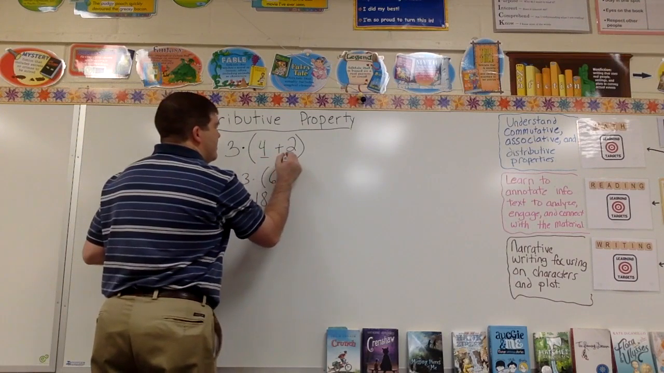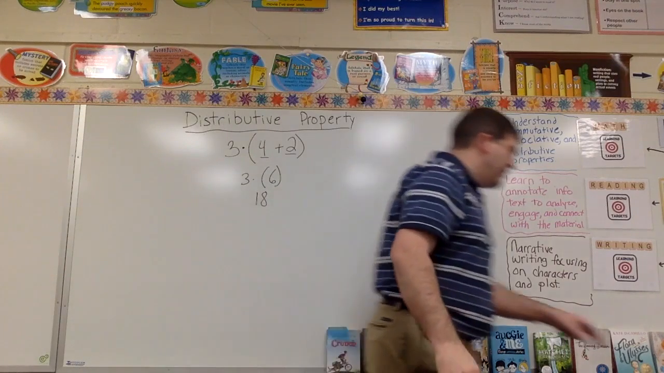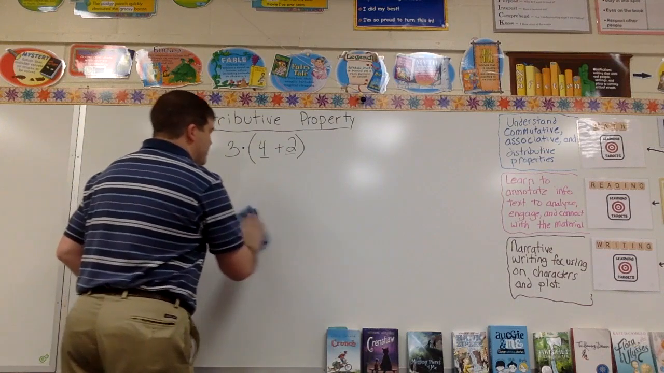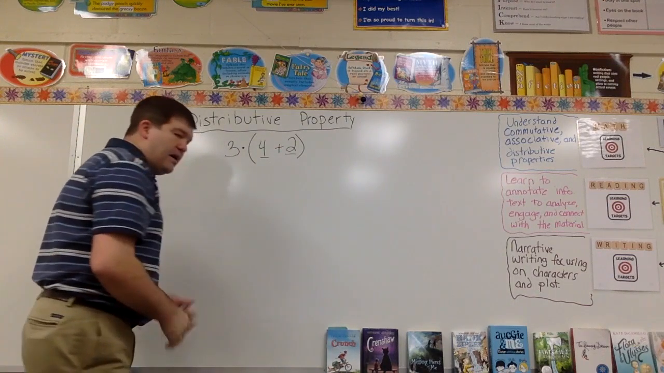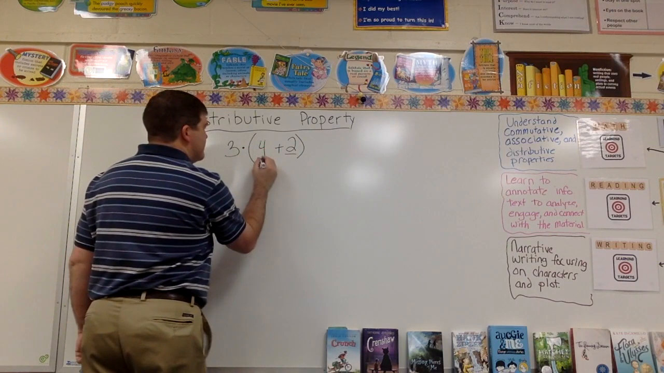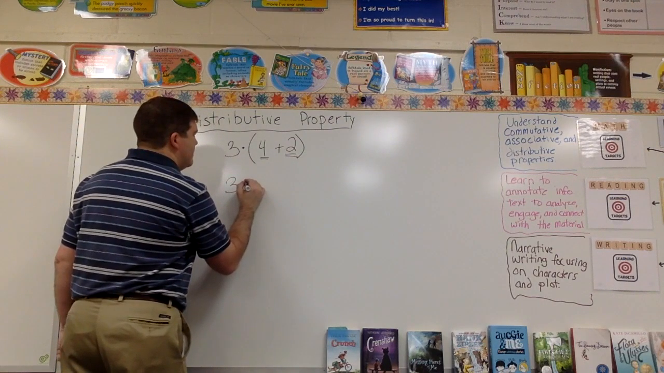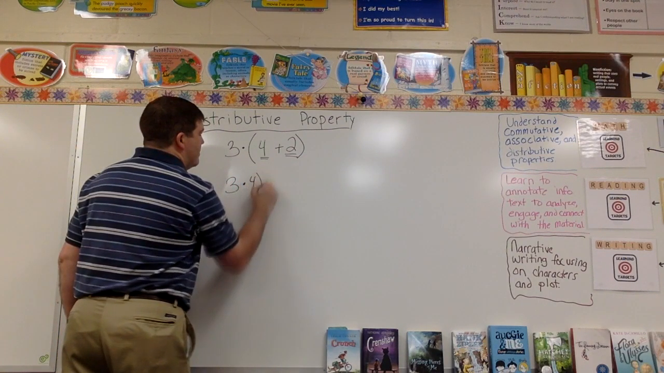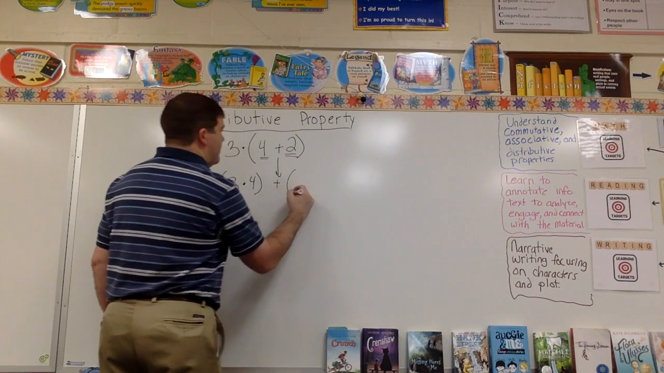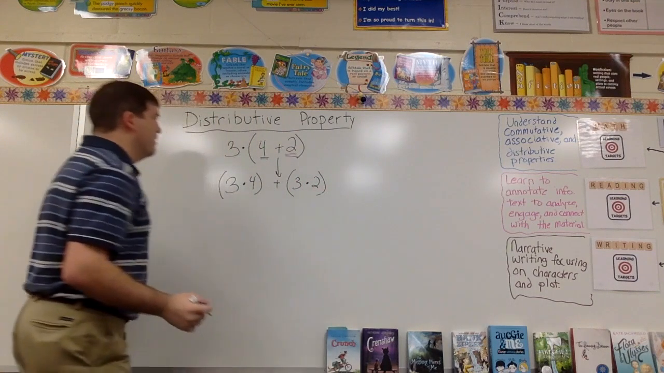So I have a term here and I have a term here. So let me erase what I did here, and I'm going to show you how we distribute this. So I'm going to do 3 times this, and then I'm going to do 3 times this. So I go 3 times 4, and then add 3 times 2. Okay?